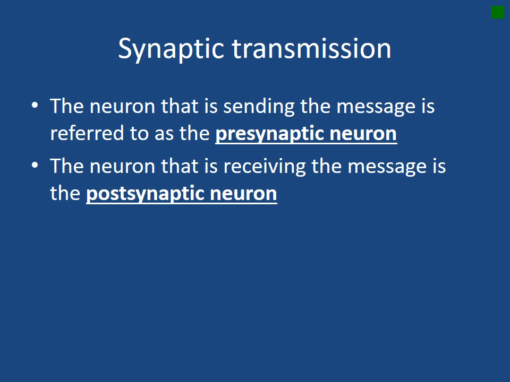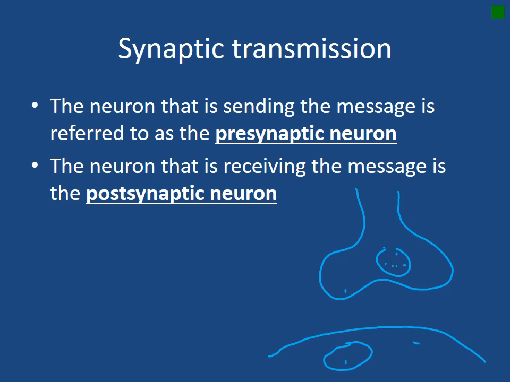Now I've been talking a lot about the presynaptic neuron and the postsynaptic neuron. Now the presynaptic neuron is the one that we've been looking at the top that carries the vesicles with the neurotransmitter in, and the postsynaptic neuron is the neuron at the bottom with the receptor sites, which is receiving the message.